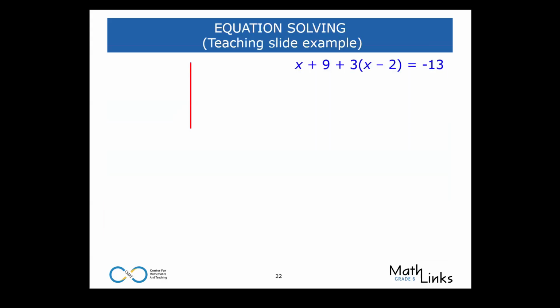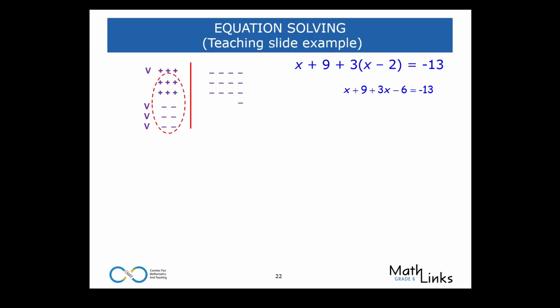This example is from one slide of a deck that demonstrates solving a 7th grade level equation using the cups and counters manipulative and a possible recording process. We build x plus 9 and 3 groups of x minus 2 on one side and negative 13 on the other side. If students already know the distributive property by now, great. If not, this process helps to support it.